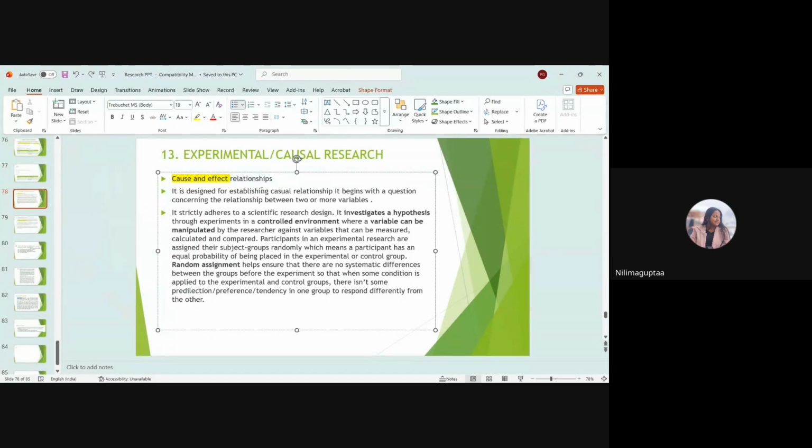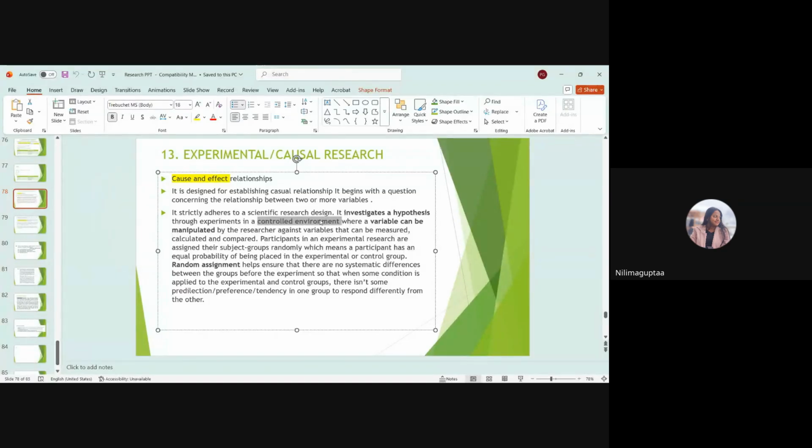It is designed for establishing a causal relationship, and it begins with a question concerning the relationship between two or more variables. Variables are basically the factors, okay? In experimental research, a lot of questions are asked. It adheres to a scientific research design. It has proper steps, procedure, and everything. Most people take experimental research to do their research. It investigates hypotheses through experiments in a controlled environment, okay? So for example, the coffee and the sleep, everything is a controlled environment that I'm doing.